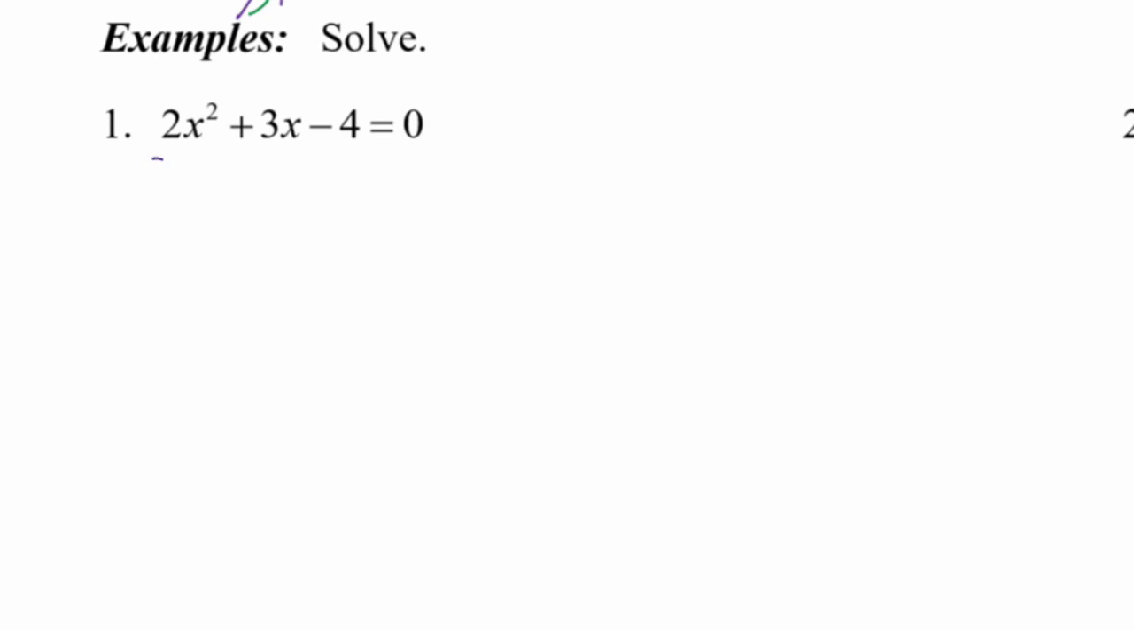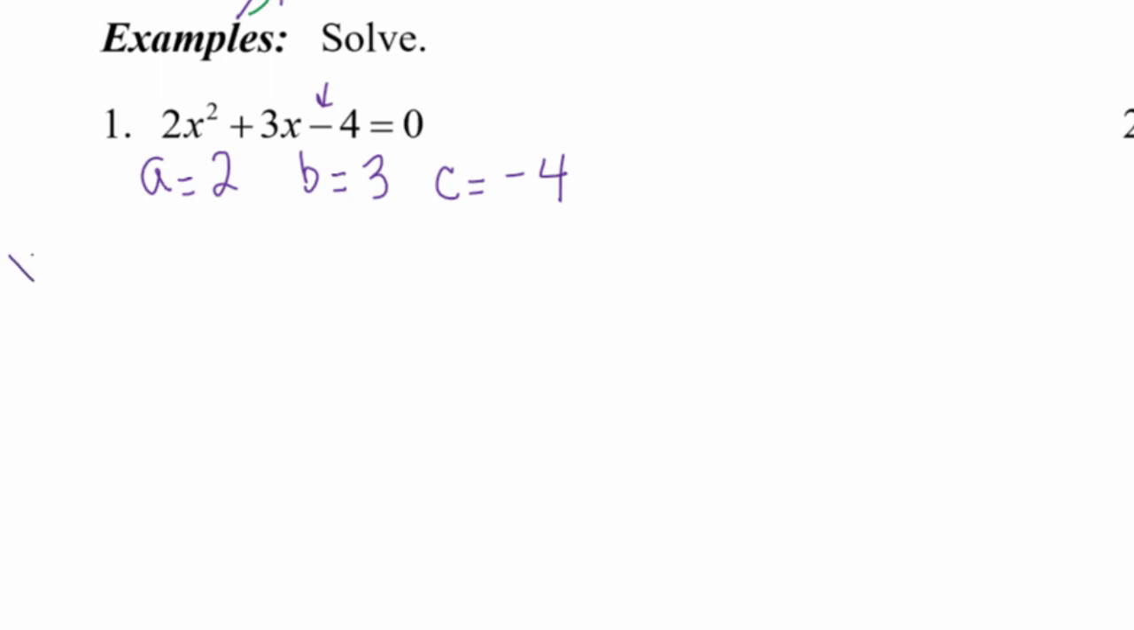So a is the coefficient of the x squared term, so that's 2 in this case. b is the coefficient of the x term, so that's 3. And c is our constant, which will be -4. Notice how I took the sign in front of the 4 as part of c. And now we're going to substitute a, b, and c into the quadratic formula.